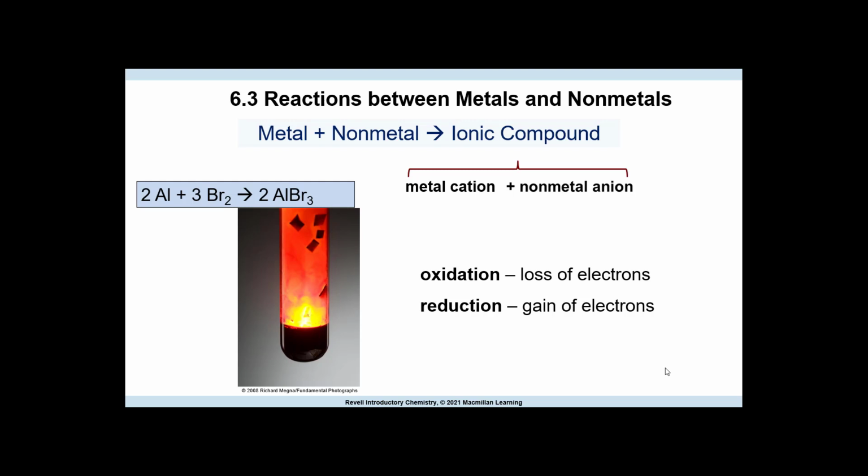Metals give away the electrons, they lose their electrons, and nonmetals take those electrons, they gain the electrons. When a metal loses an electron, it becomes positive because you have more protons than you have electrons. A nonmetal has more electrons than protons when it gains extra electrons to fill an octet. Those charges, they call electrostatic attraction, create an ionic compound.